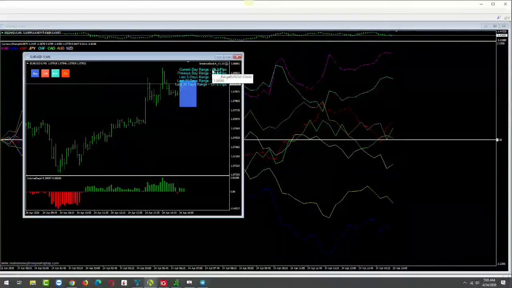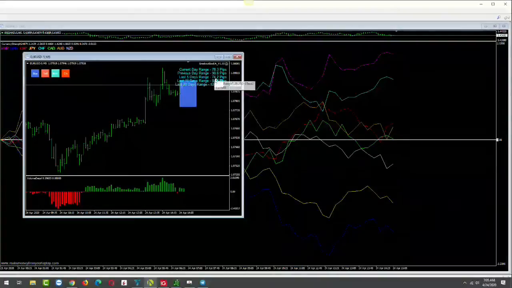Currently, it's moved 78 pips. Yesterday it moved 90. The 5-day and 15-day averages are 74 to 84 pips. So, we've already moved 78.